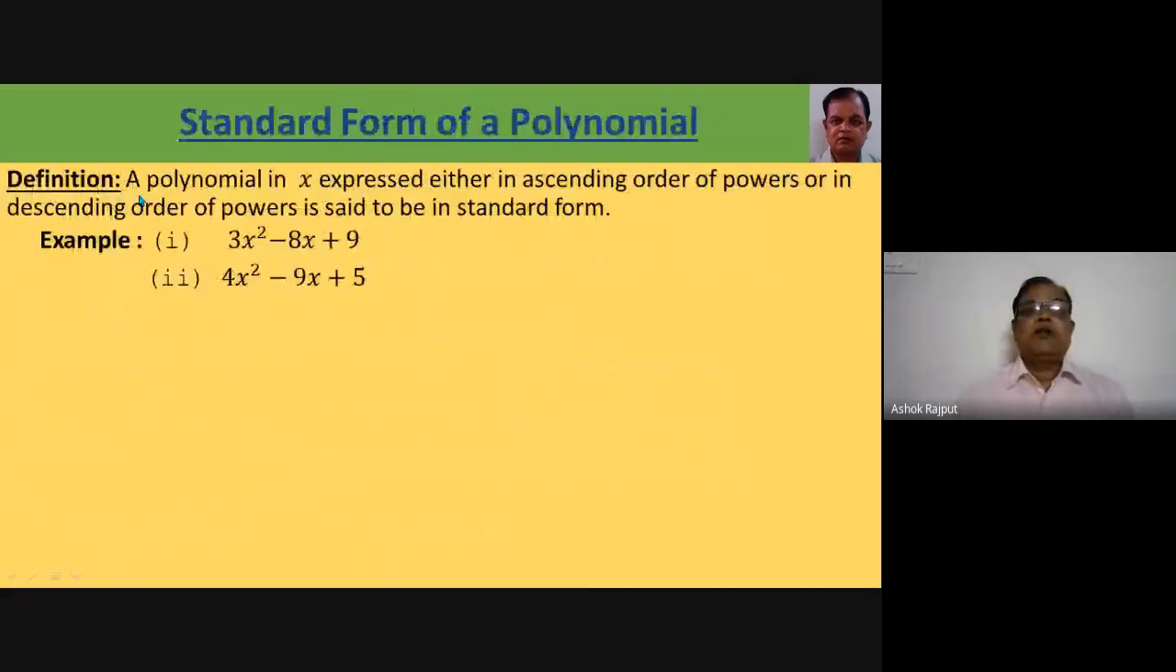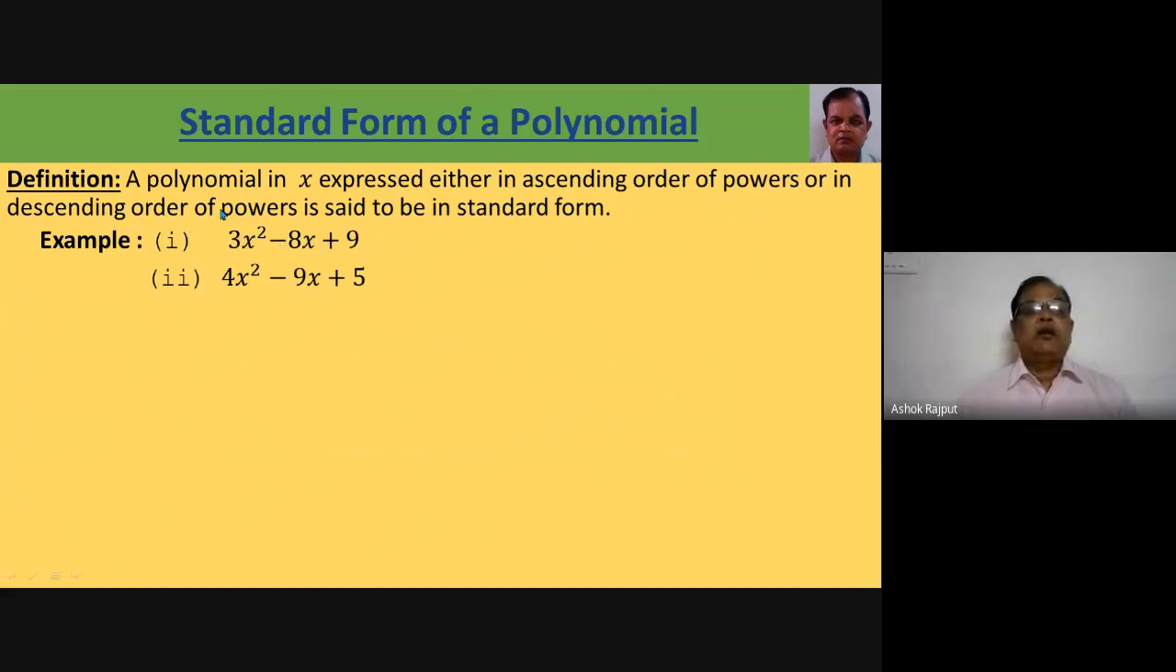Definition of the standard form of polynomials. How do we define the standard form? A polynomial in x expressed either in ascending order of powers or in descending order of powers is said to be in standard form.